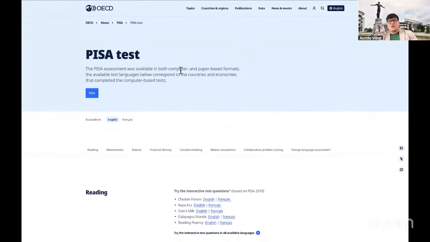Okay, I'm sharing the screen now. Okay, can you please tell me what do you see on the screen? Do you see PISA test? Everybody, can you have a thumbs up, please? Okay, good. Sige. PISA test.